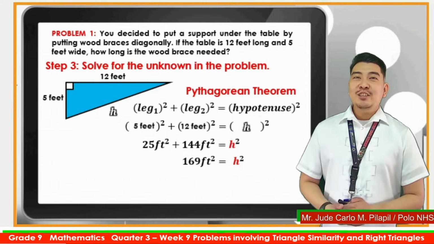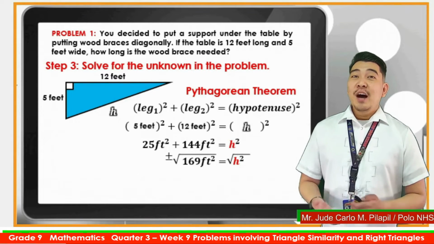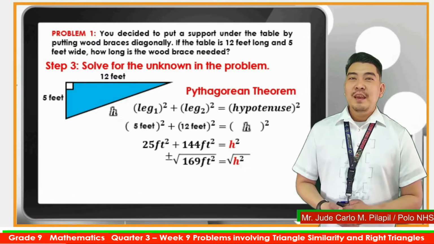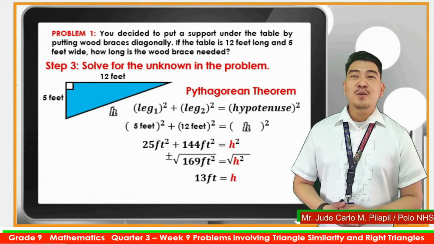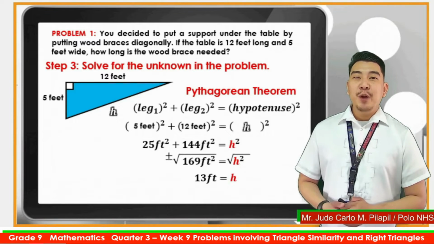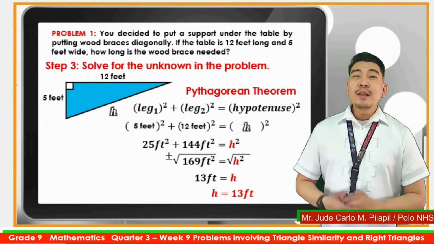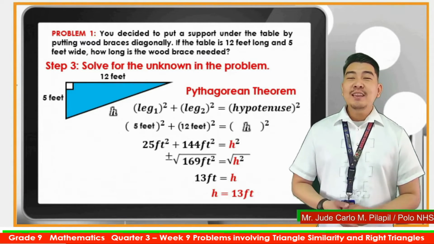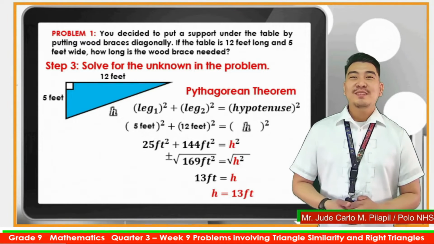To solve for h, we need to extract the square roots of both sides of the equation. Thus, obtaining positive negative square root of 169 is equal to the square root of h squared. Simplifying further this equation, we now have 13 feet is equal to h. And by symmetric property, the length of the diagonal is 13 feet. Note that we only consider the positive result or answer since we are solving for the length of the wooden brace, and the other root will be considered as an extraneous one.